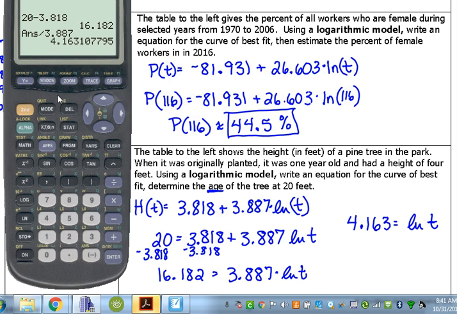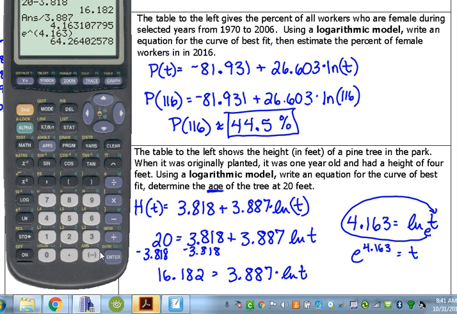Now here's how you solve this. The base of the natural log is e, so we write it in the exponential form. E to the 4.163 equals t. So e is second ln to the 4.163. It's going to take a long time. 64.3 years.